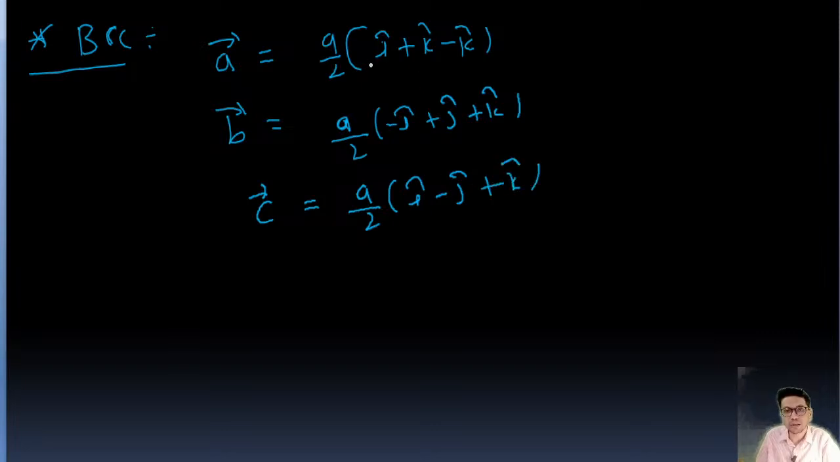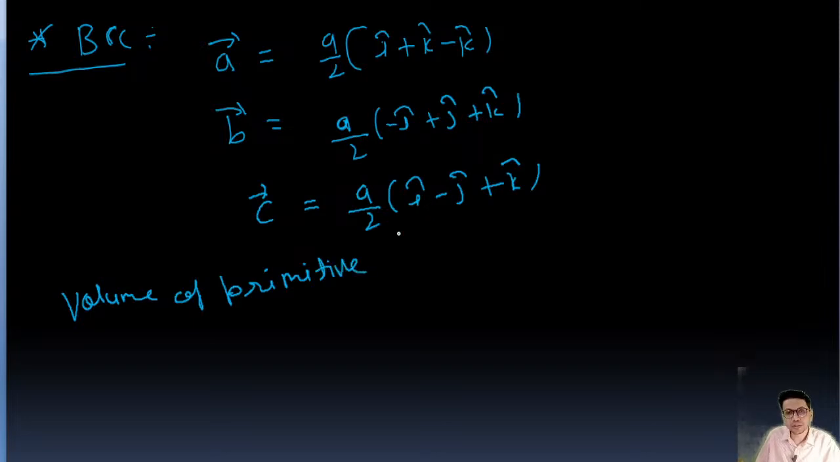It is in cyclic order. The minus sign is first on k for A, then on i, and then on j. So C is a by 2 times (i cap minus j cap plus k cap). These are the primitive lattice vectors of the BCC, body centered cubic structure. Now we'll find the volume of the primitive cell for BCC.